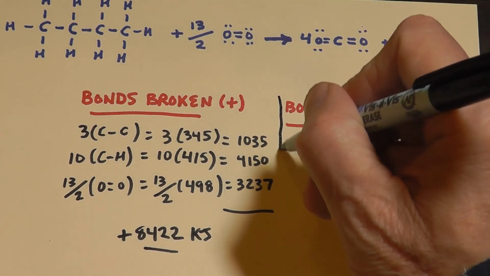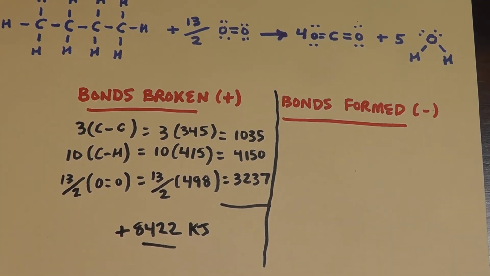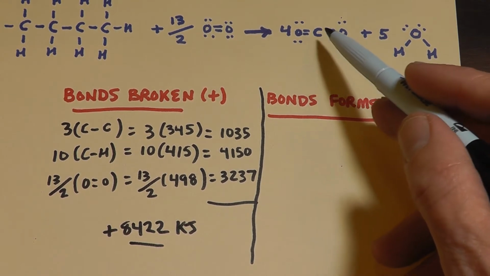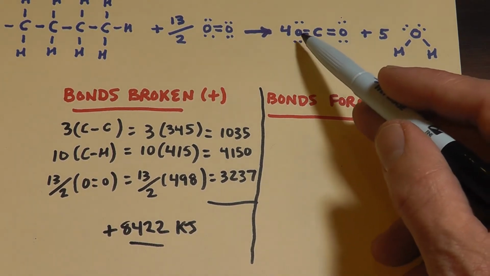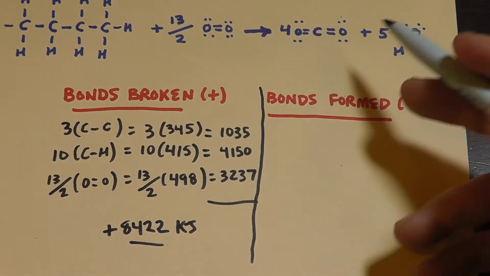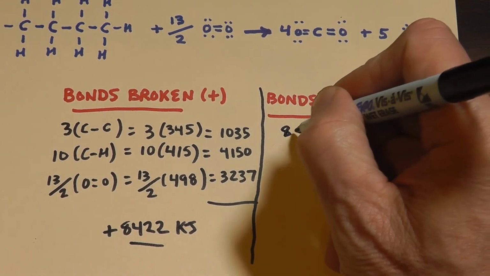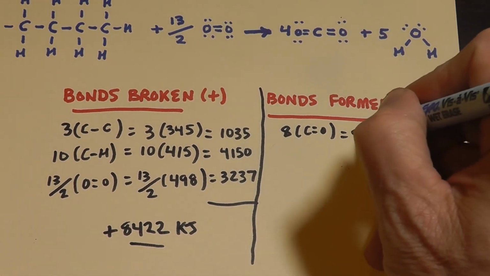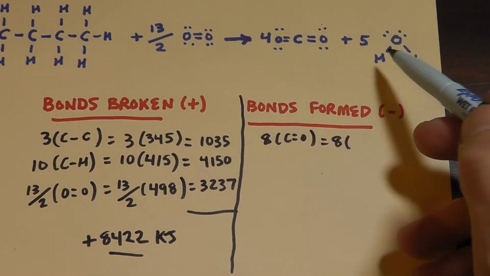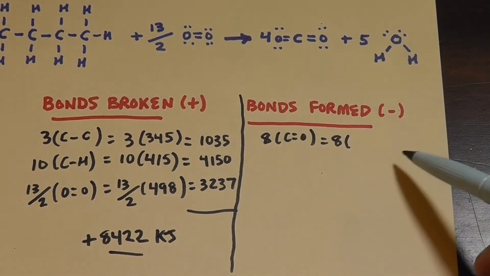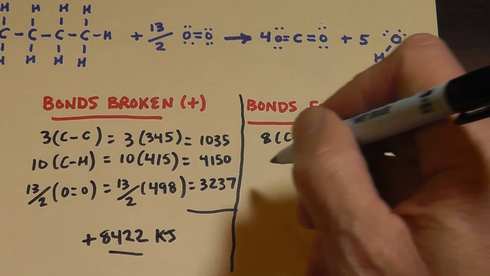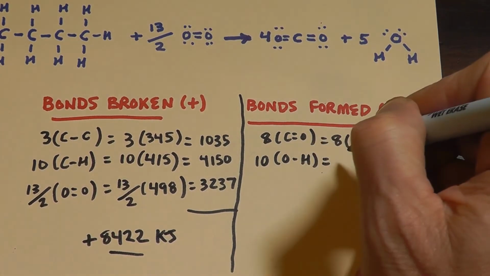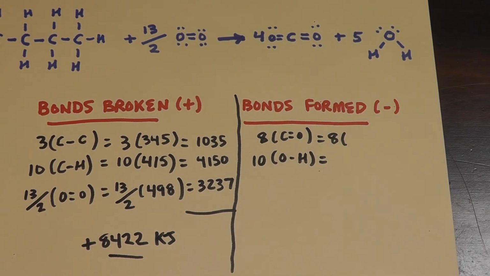I'll draw a little line here. My spacing on my chart wasn't all that perfect, but okay, now watch out. Each carbon dioxide has 2 C double bond O's, so that's 4 of CO2 times 2 for each. This is 8 times a C double bond O. Watch out here. This is a 5 in front of the water molecules, but each has 2 OHs, so this is 10 OH bonds. Okay, whoopsie. Drop my pen.